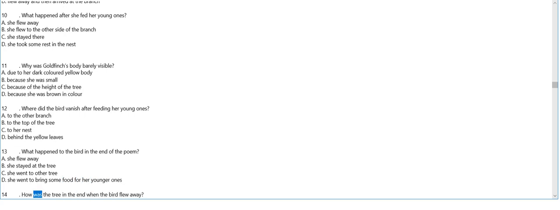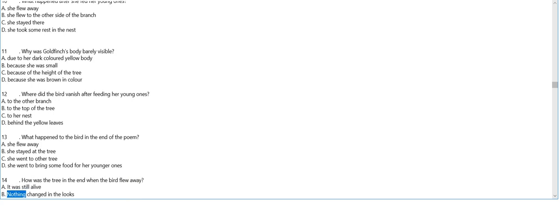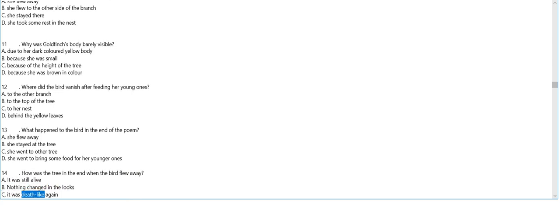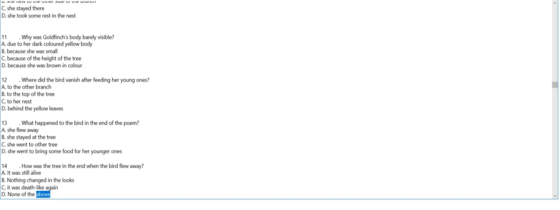14. How was the tree in the end when the bird flew away? A. It was still alive. B. Nothing changed in the looks. C. It was death-like again. D. None of the above.